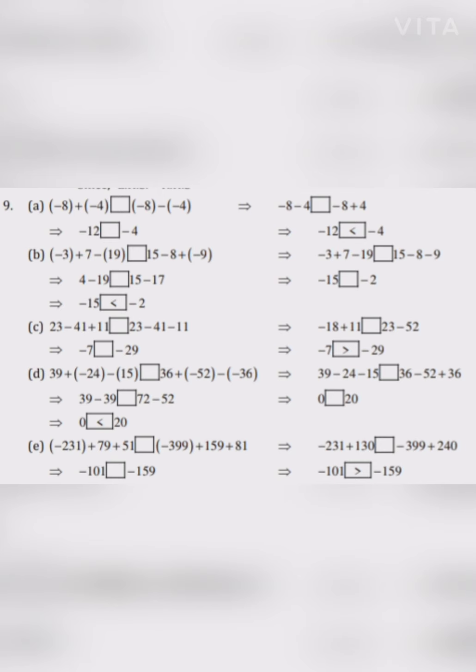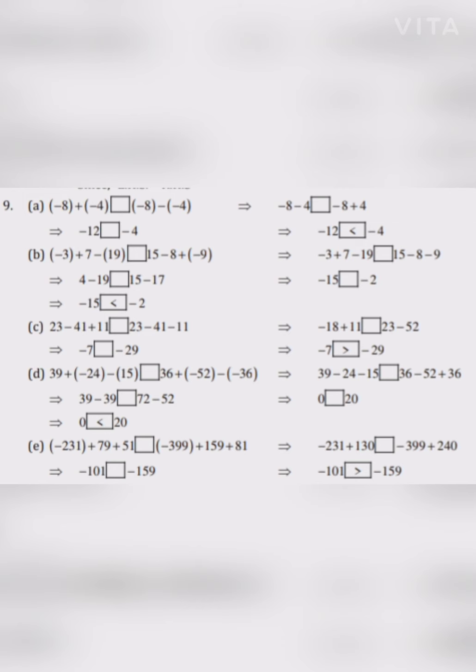Third part is 23 minus 41 plus 11 box 23 minus 41 minus 11. Minus 18 plus 11 box 23 minus 52. Minus 7 box minus 29, since minus 7 is greater than minus 29.